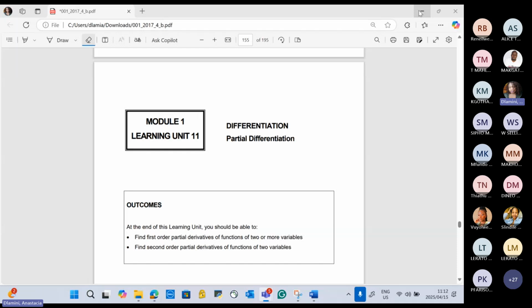So today we'll be looking at partial differential equations. So they say at the end of this learning unit, you should be able to find the first order partial derivative of a function of two or more variables, right? Find the second order partial derivative of functions of two or more variables as well. Now, what do they mean by that?